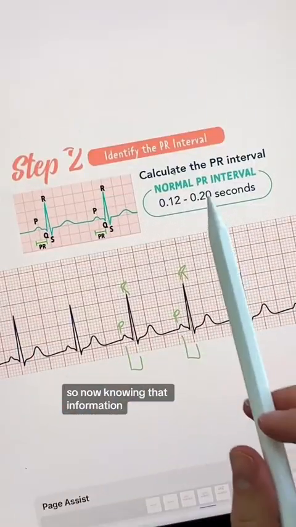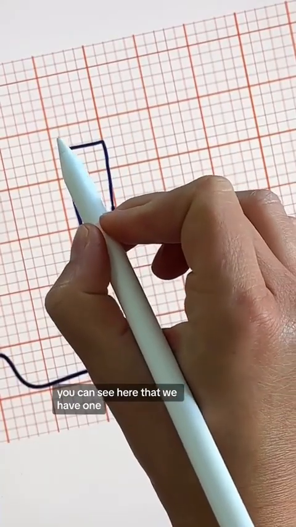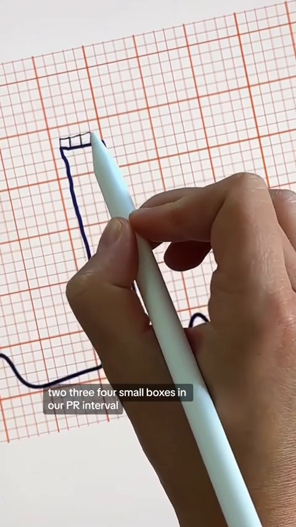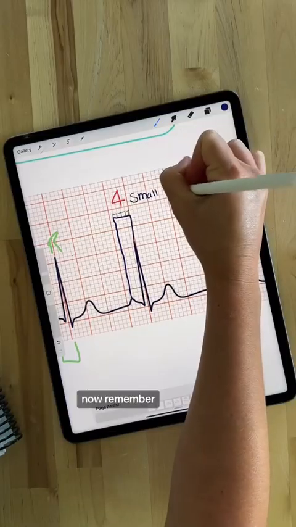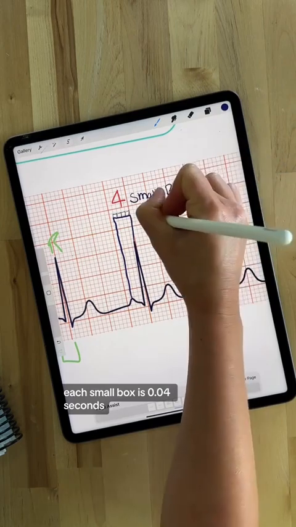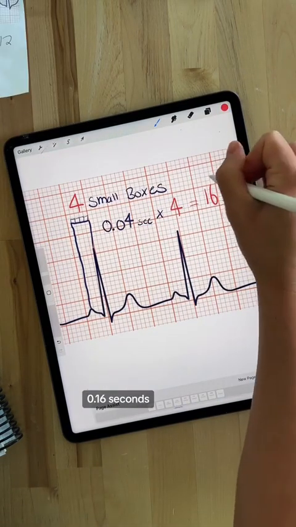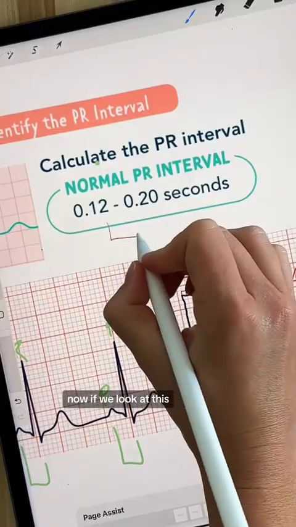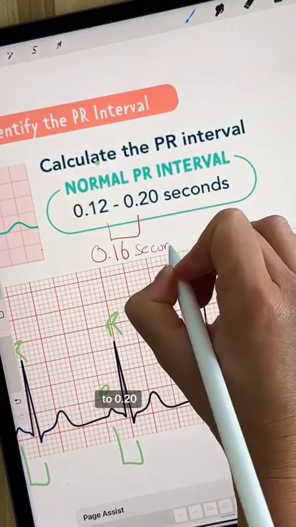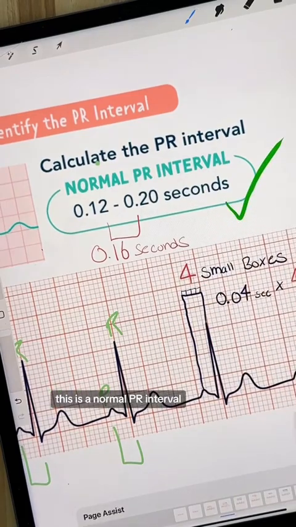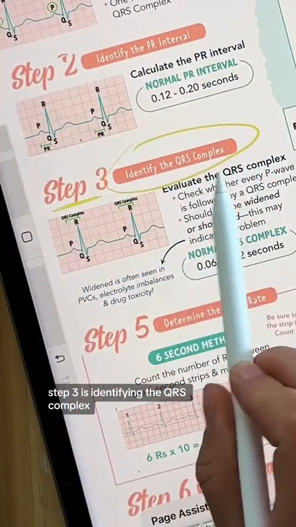So now knowing that information, we can calculate the PR interval. You can see here that we have 1, 2, 3, 4 small boxes in our PR interval. Now remember, each small box is 0.04 seconds. Times this by 4, you get 0.16 seconds. Now, if we look at this compared to our normal PR interval of 0.12 to 0.20 seconds, this is a normal PR interval.